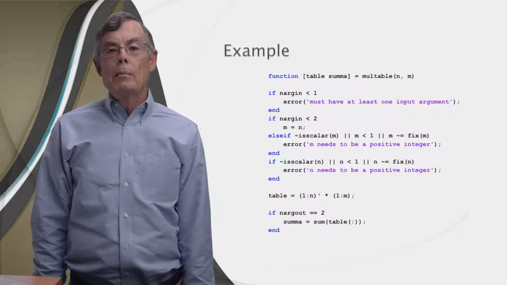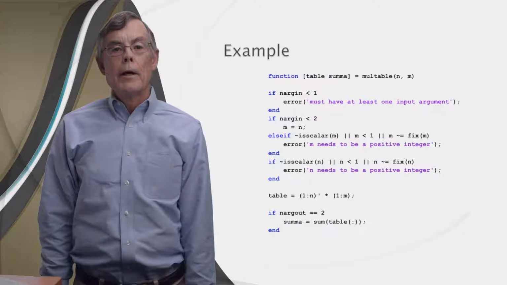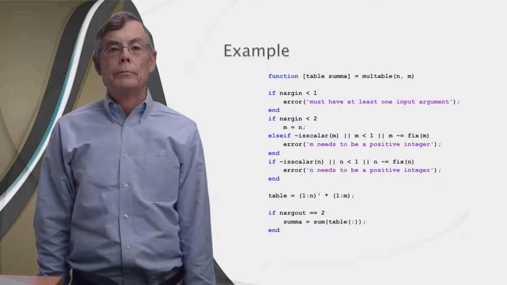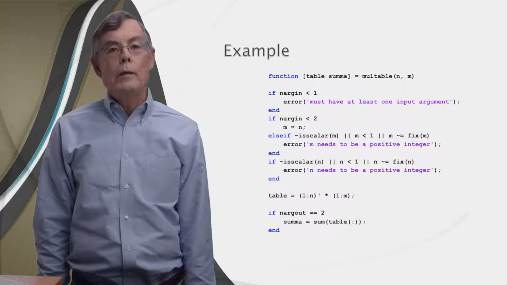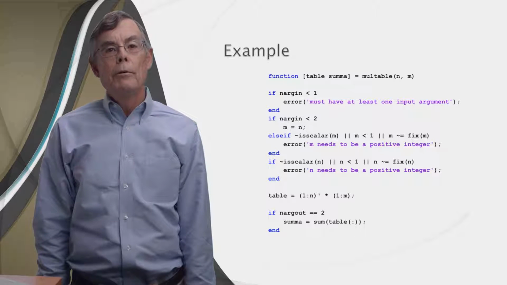Finally, we compute the sum if requested by the caller, just as we did before. And that's our new and improved, and most importantly, robust function. But we're not done. We got a robust function, but it's not a good program yet.